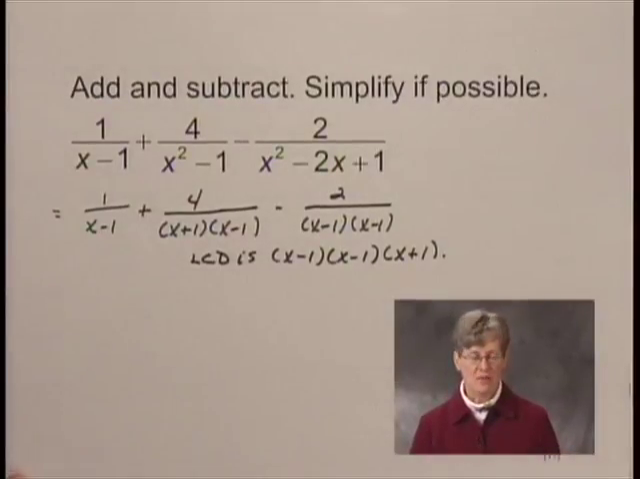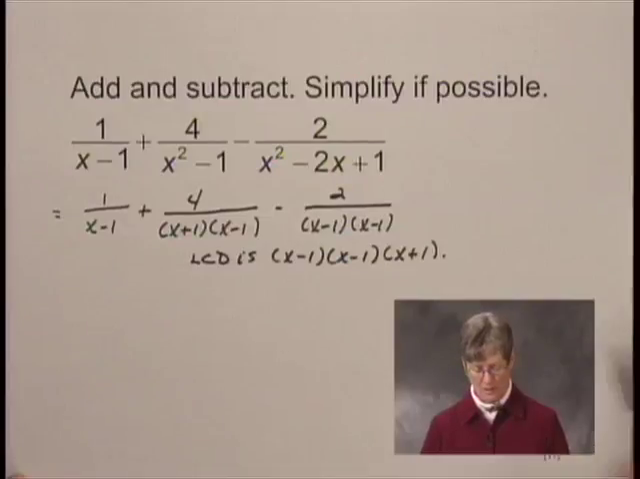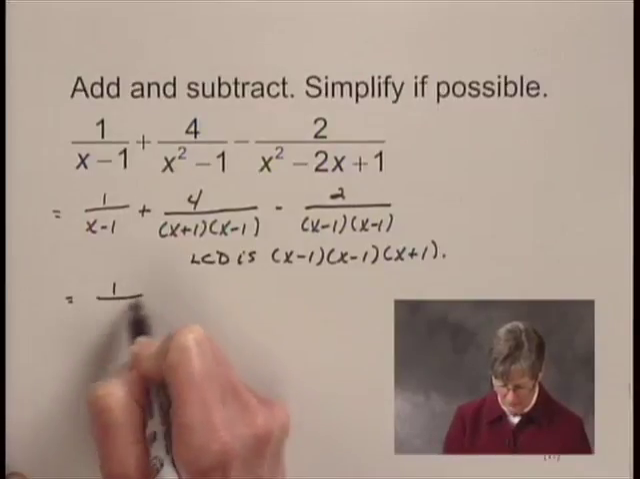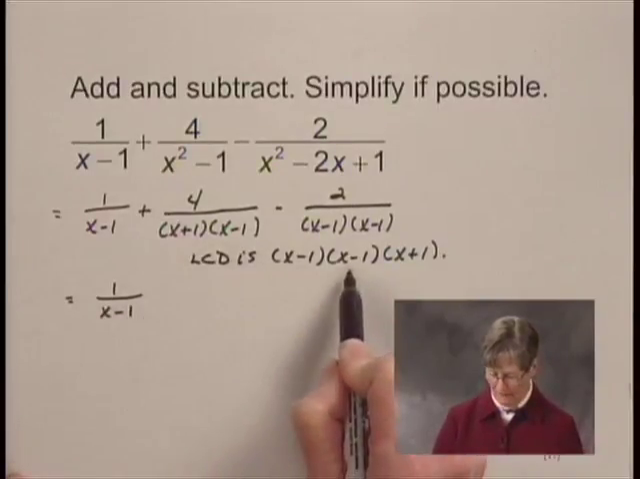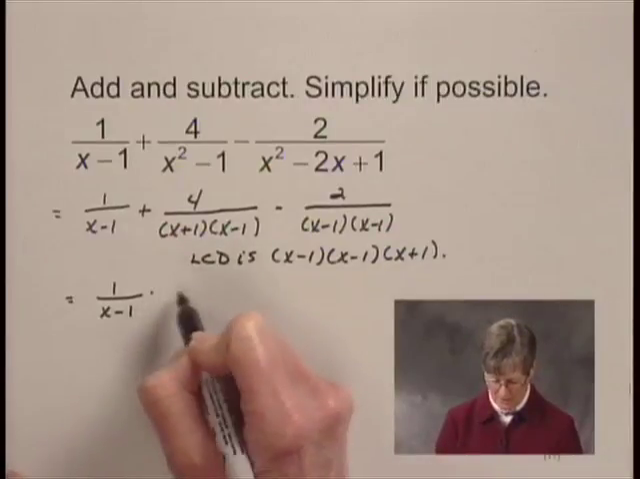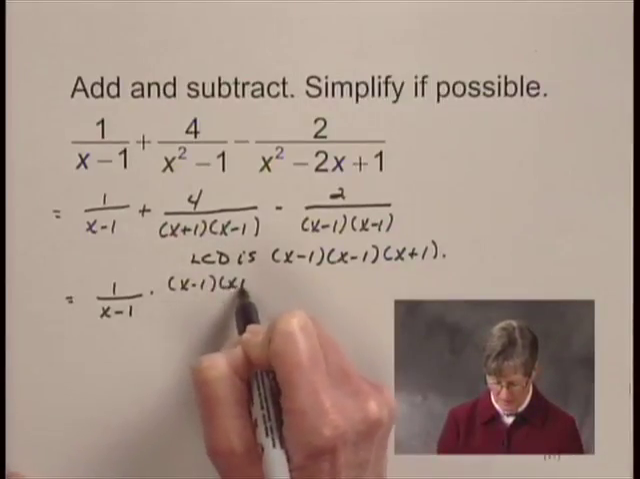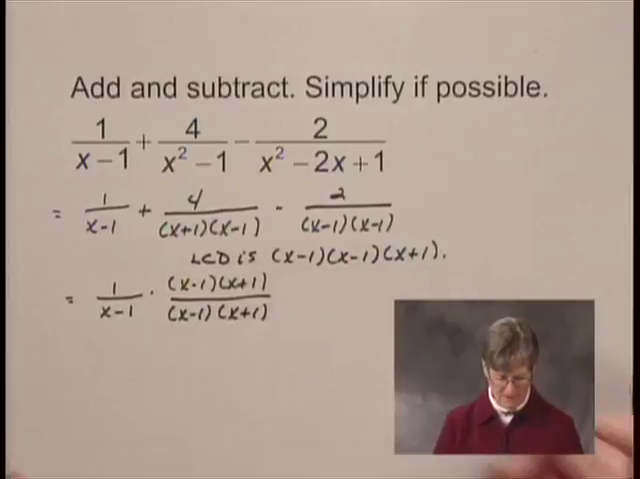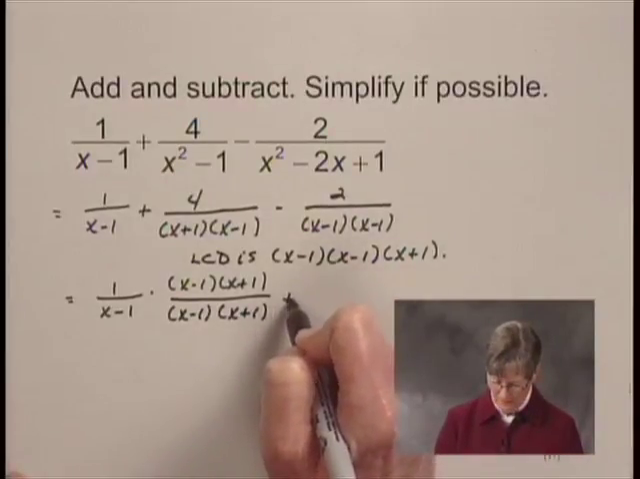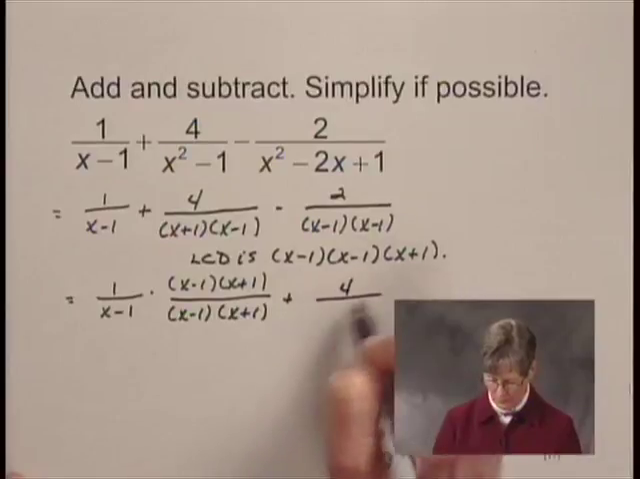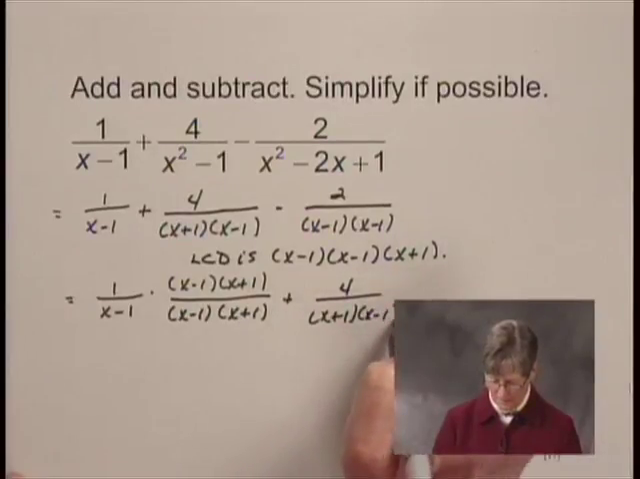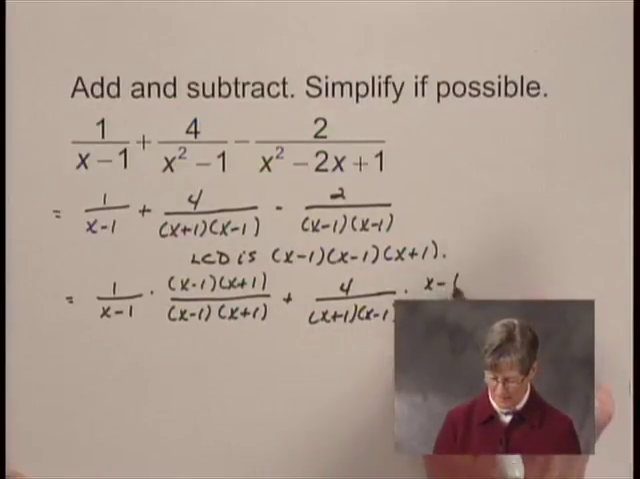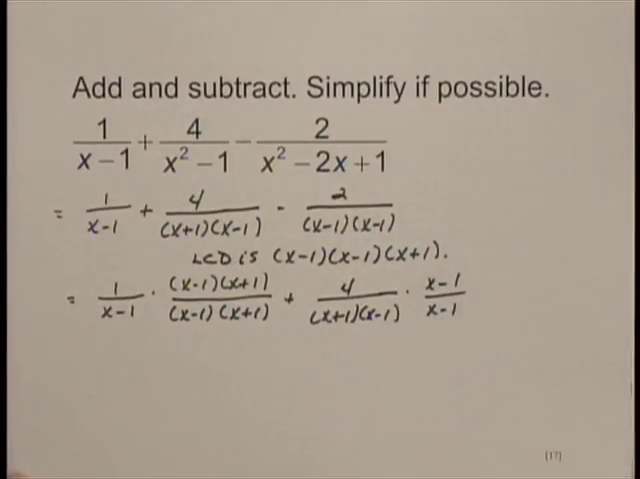And now that we have the LCD, we need to multiply each of these fractions by a form of 1 so that each one has this denominator. And let's look first at 1 over x minus 1. It lacks a factor of x minus 1 and a factor of x plus 1. So we'll multiply by x minus 1 times x plus 1 over x minus 1 times x plus 1. The second expression, 4 over x plus 1 times x minus 1, lacks one of the factors of x minus 1. So we'll multiply by x minus 1 over x minus 1.